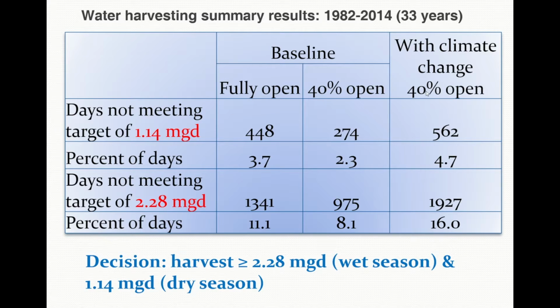For climate change, we have the option for 40% open, and you lose a higher number of days for more than 1 million gallons a day, and for more than 2 million gallons a day here. Obviously, with climate change, we miss more days. So basically, and very quickly, we can collect between 1 and 2 million gallons a day with a reasonable strategy here. So that was the surface water phase.